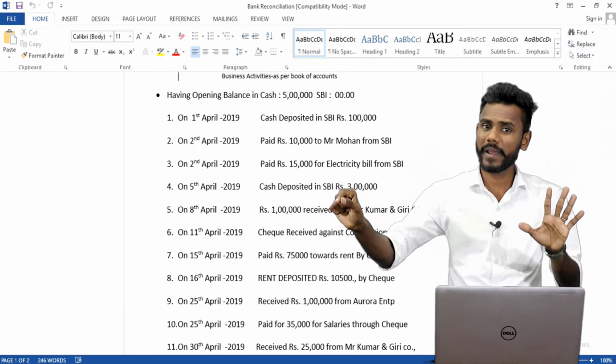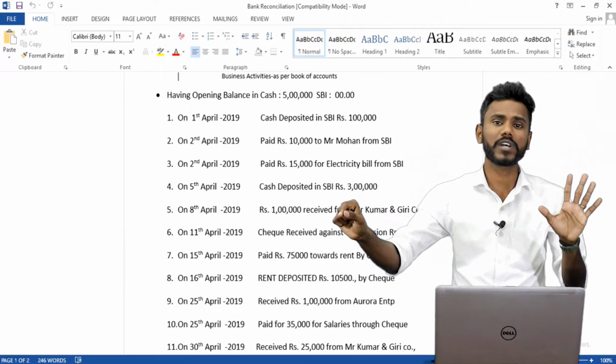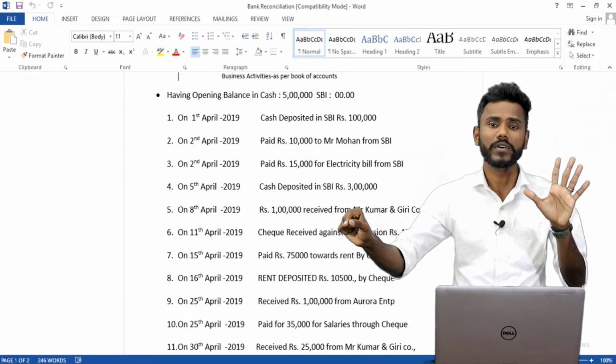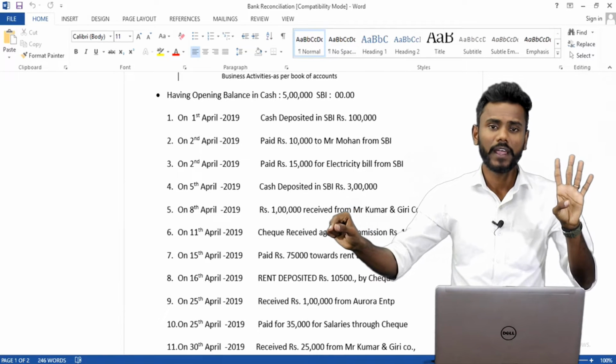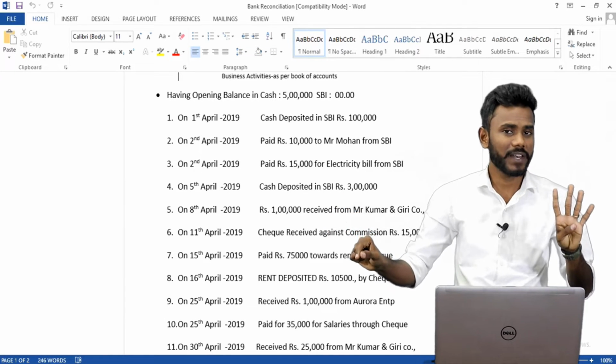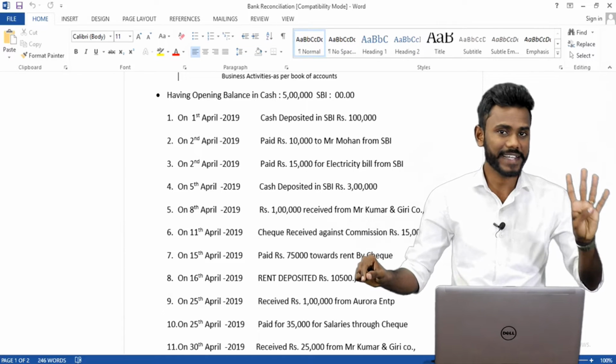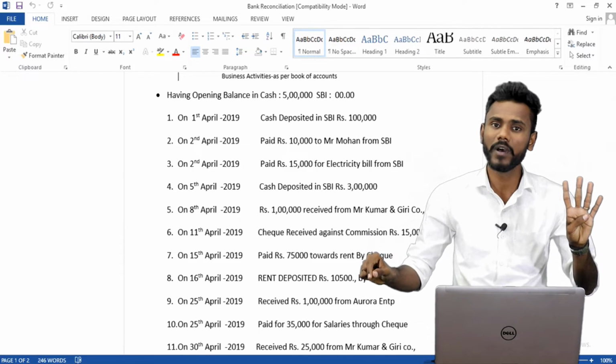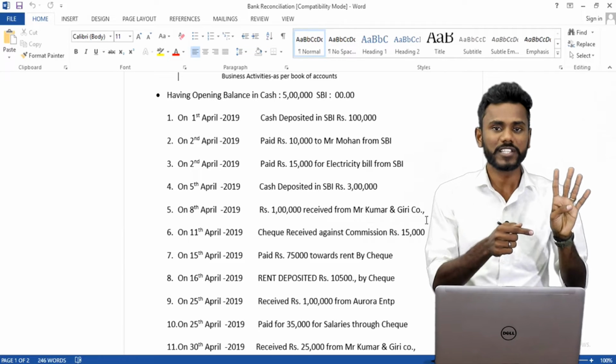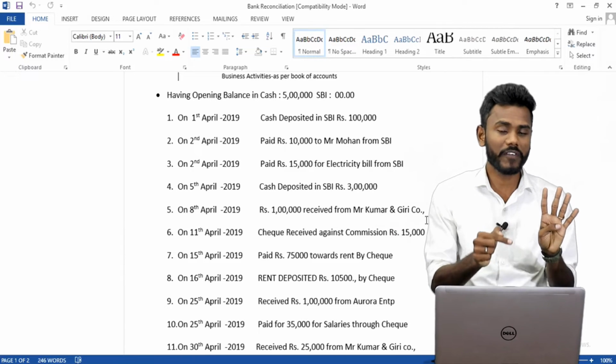Before depositing money in the bank, what is the company's balance? The company has a total cash balance of 5 lakhs. Out of 5 lakhs, 1 lakh is deposited in the bank. So what is the remaining cash balance? The remaining cash balance, company assets in cash, is 4 lakhs. But now we just added one more ledger called State Bank of India. The available balance in State Bank of India is 1 lakh.